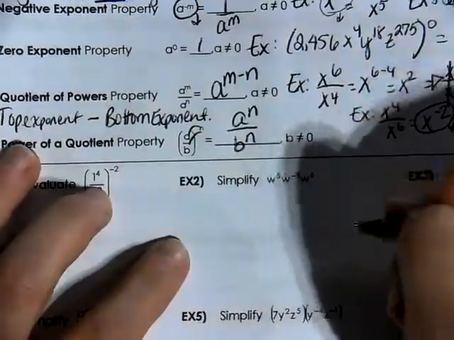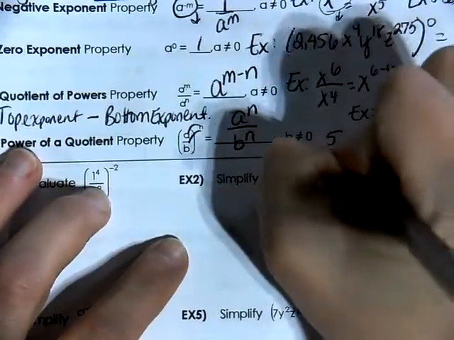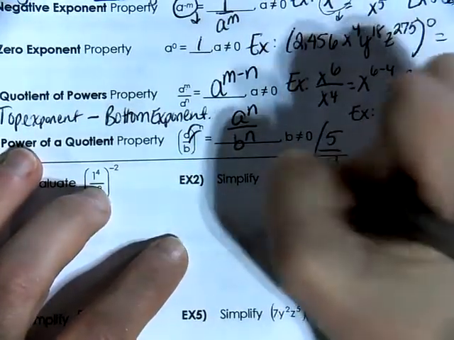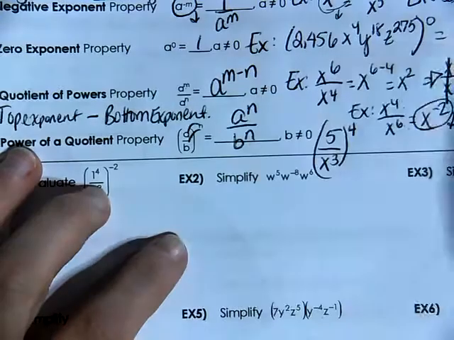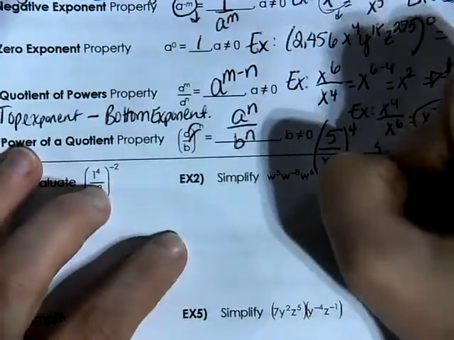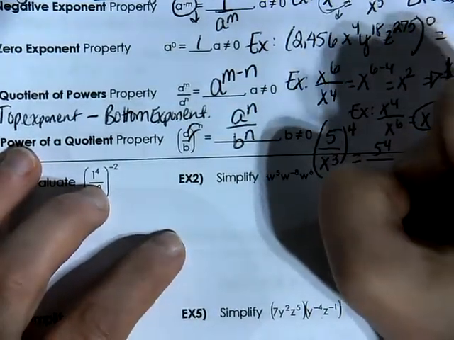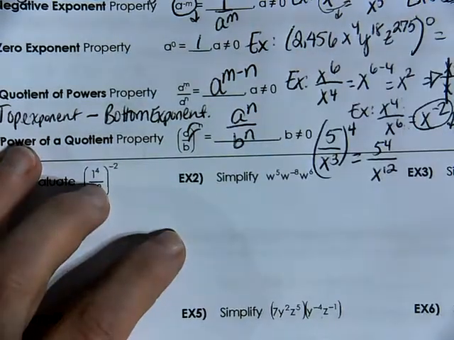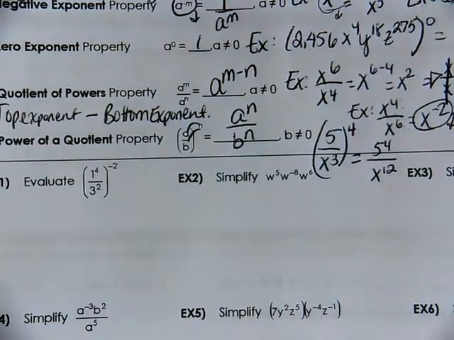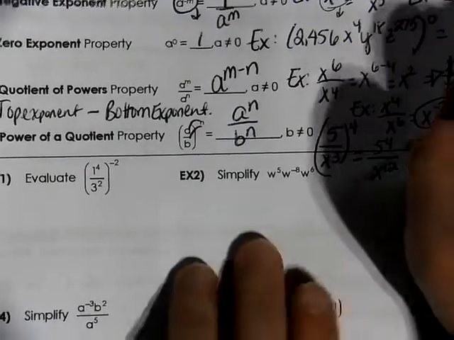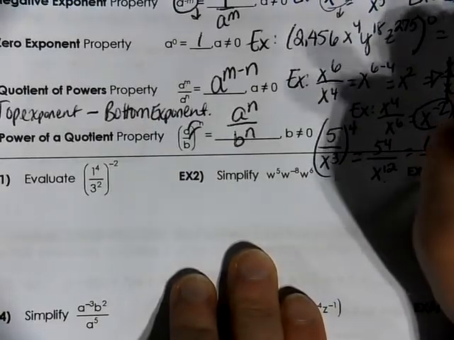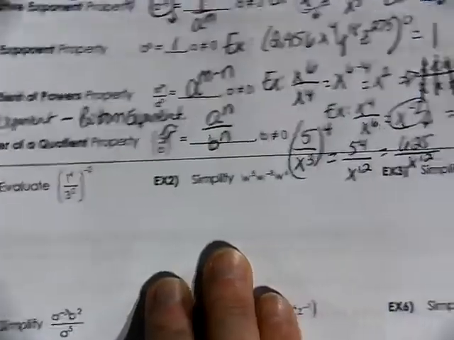So in this problem, if you have 5 over x to the 3rd power, and this is raised to the 4th power, this is really going to be 5 to the 4th power divided by x to the 12th power. And 5 to the 4th power is 625 over x to the 12th.